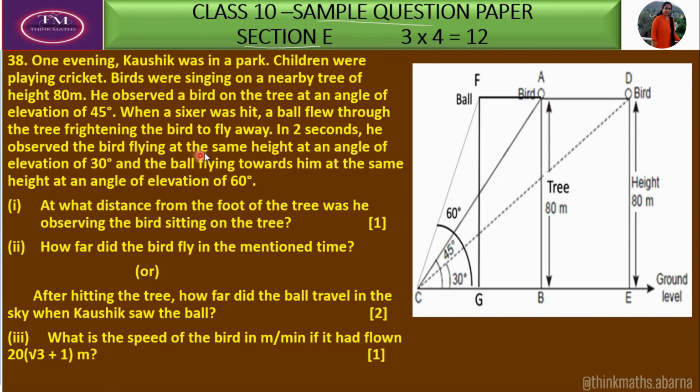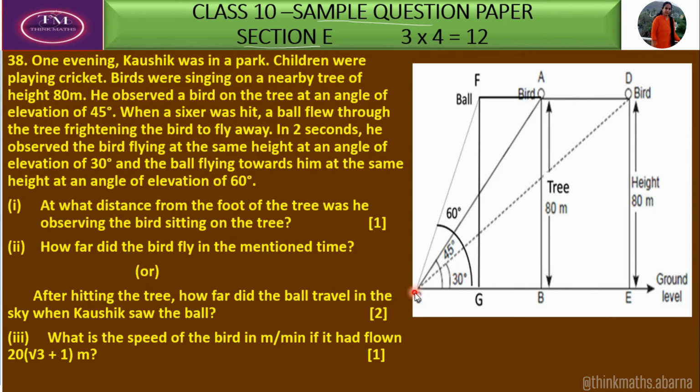First understand the concept. So one evening Kaushik was in a park. Children were playing cricket. So this boy is at C. Birds were singing on a nearby tree. So this is the tree. AB is the tree. So he observed a bird on the tree at an angle of elevation of 45 degrees. So this boy at C observed a bird on the tree at the angle of elevation 45 degree.